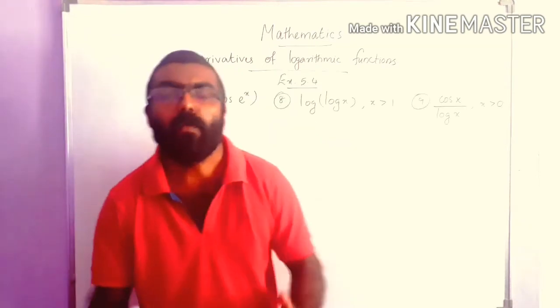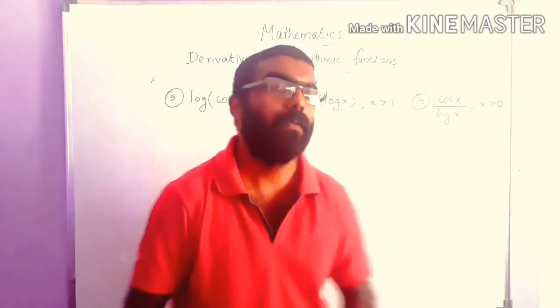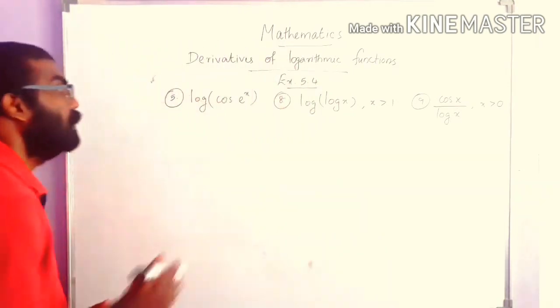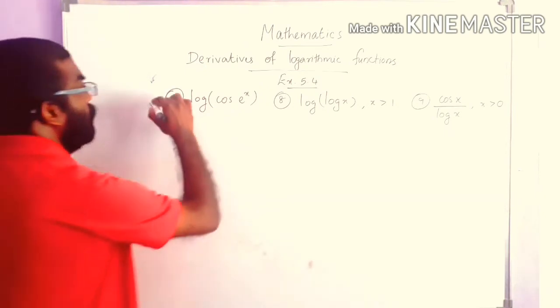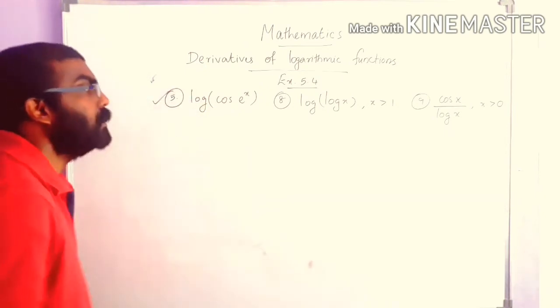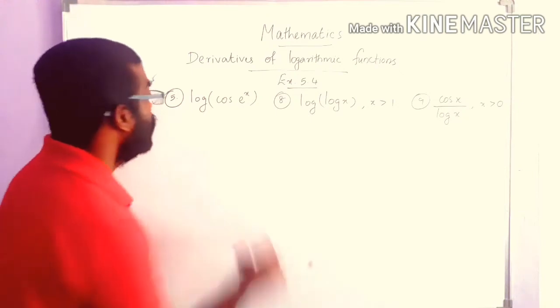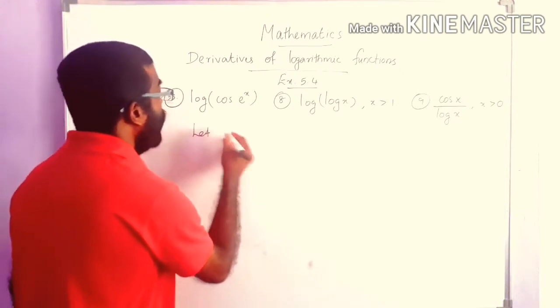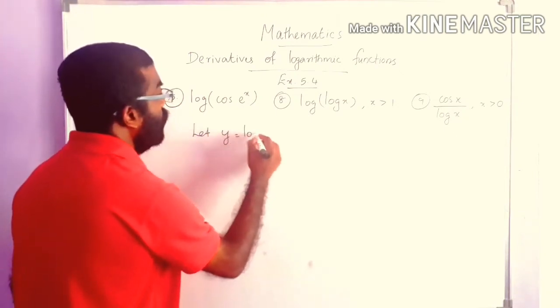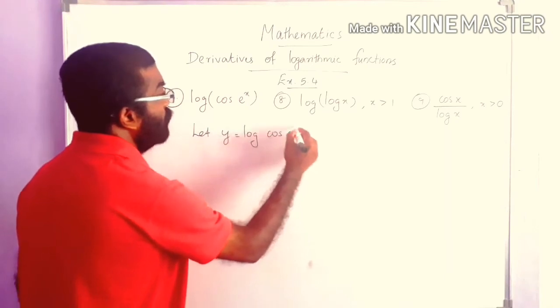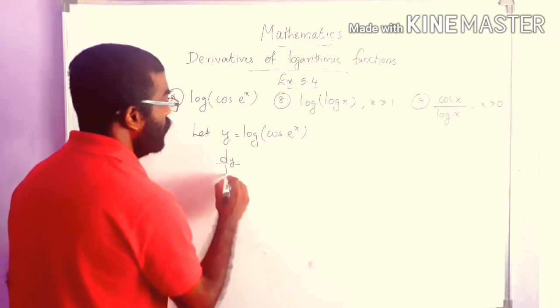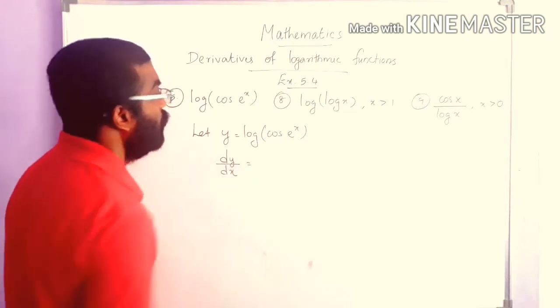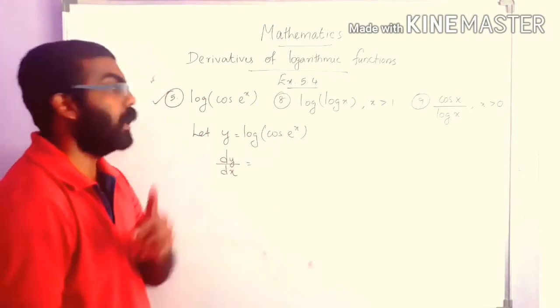Clear? Now we move on to exercise 5.4. Here the question is log cos e raised to x. Question number 5, log cos e raised to x. Let us take y is equal to log cos e raised to x, differentiating with respect to x, that is dy by dx is equal to the derivative of log cos e raised to x.